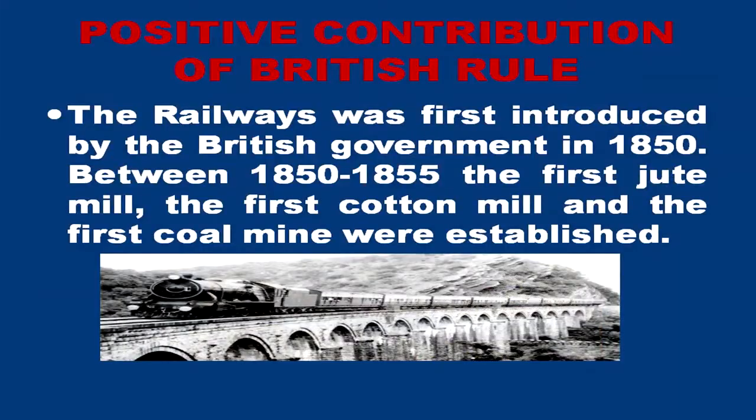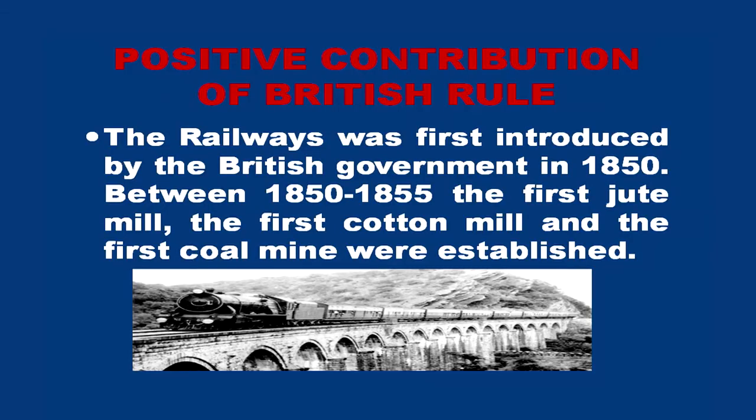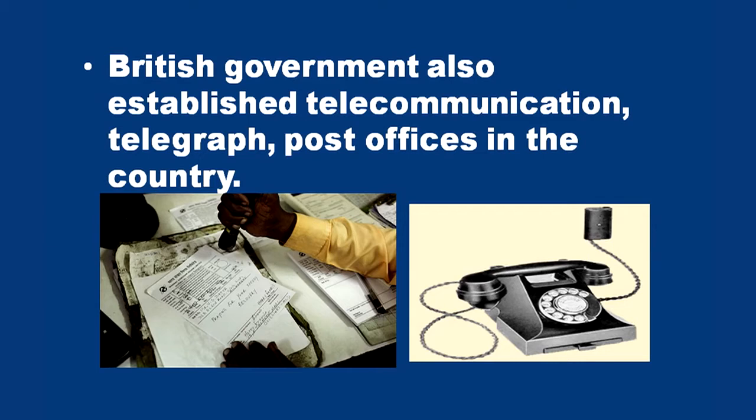During the British rule, the railways were introduced. One of the positive impacts of British rule in India was the introduction of railway. The railways were first introduced by the British in the year 1853 between Bombay and Thane. Between 1850 and 1855, the first jute mill, the first cotton mill and the first coal mine, all of them were established. The British government also set up telecommunication, telegraph, post offices in the country. So all of them you can point out as the positive impact of British rule in India.